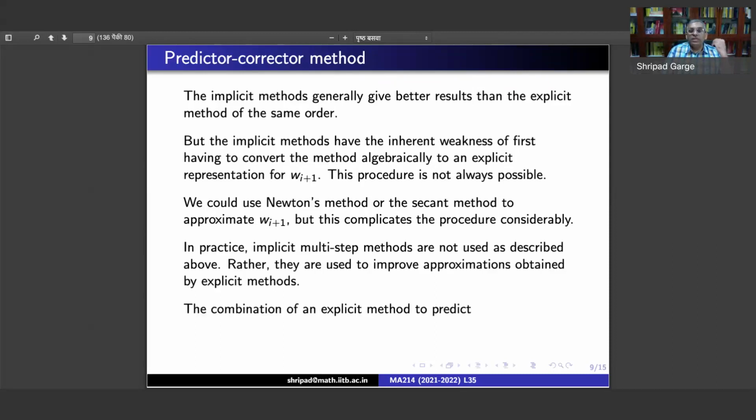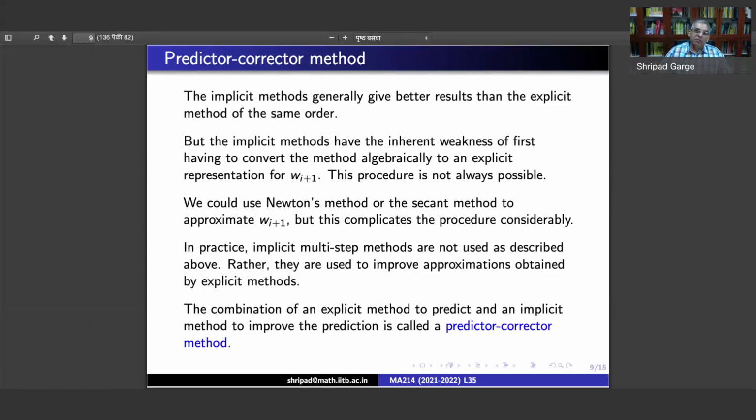So what we are going to do is a certain combination. You first have an explicit method to compute wi plus 1, and then you put that wi plus 1 on the right hand side of an implicit method. That will give some formula for the left hand side wi plus 1. That implicit method improves the prediction, and this is called a predictor-corrector method. So we have two formulae. We have an explicit formula for wi plus 1 in terms of wi and lower. So you get one value of wi plus 1 from that. You give it a different name, say zi plus 1.